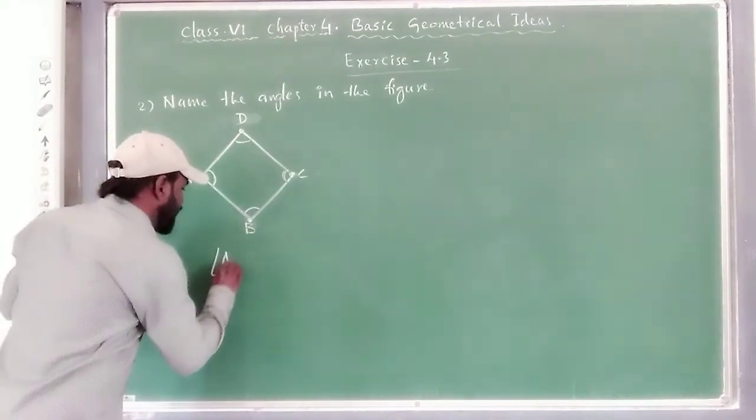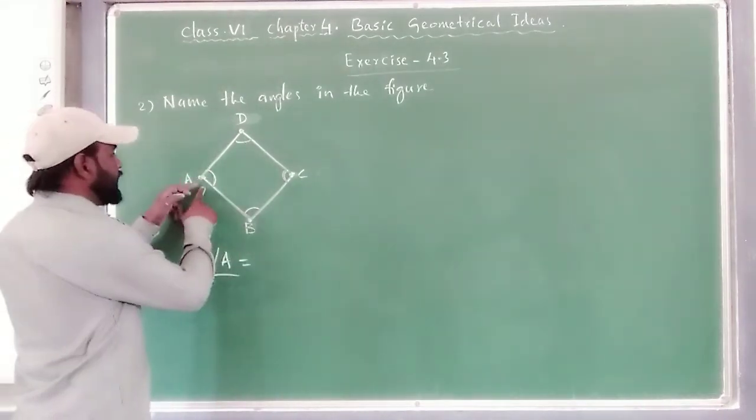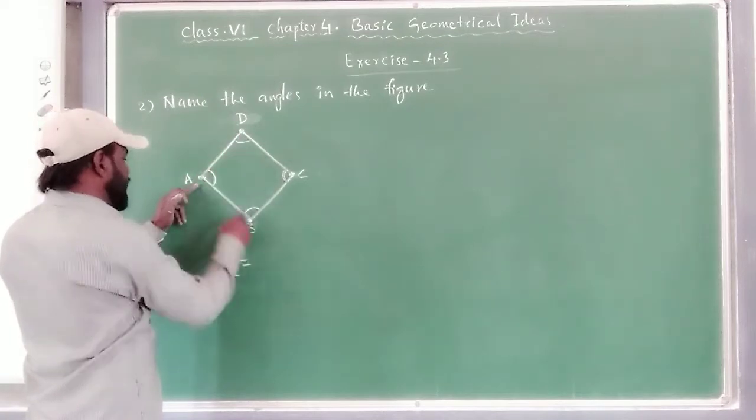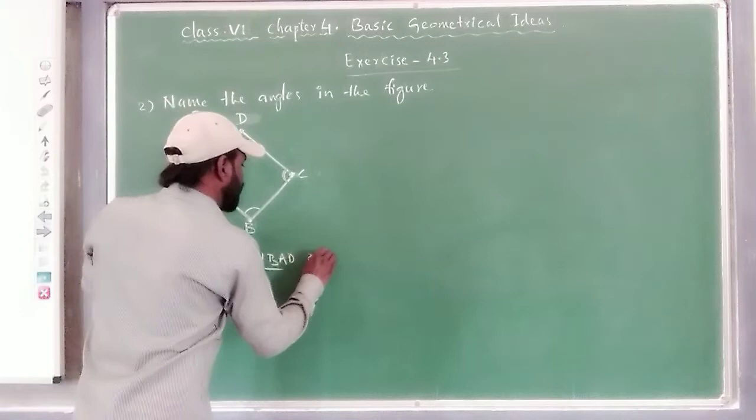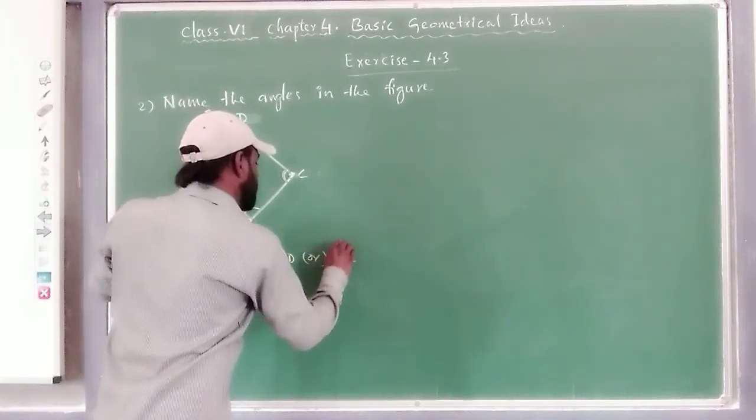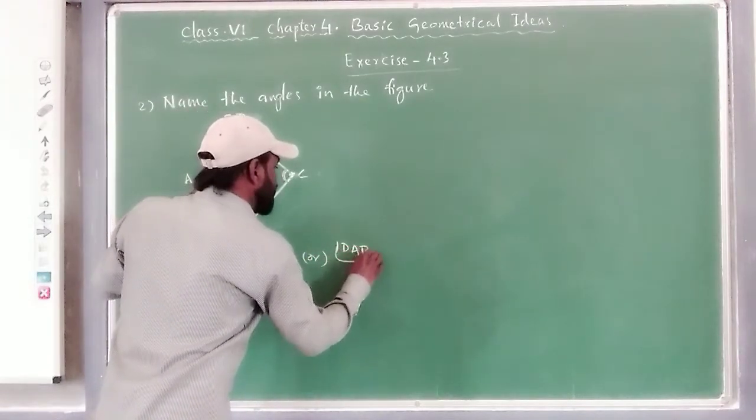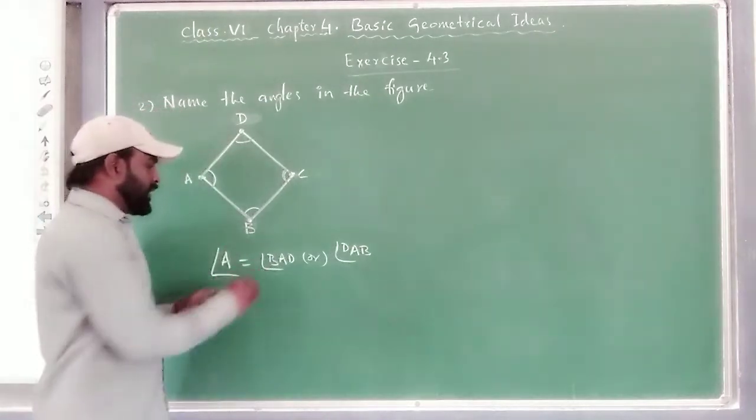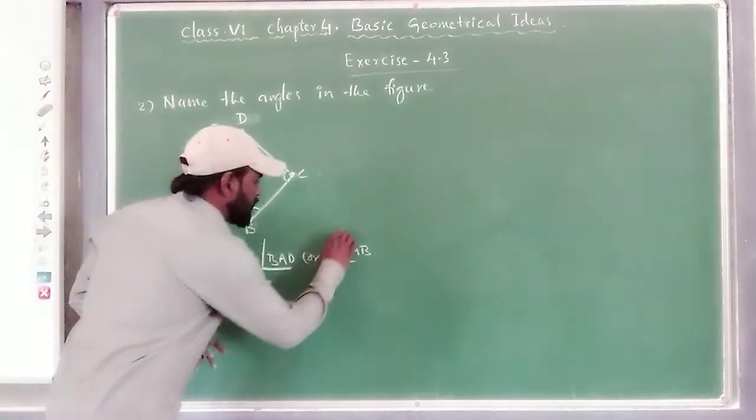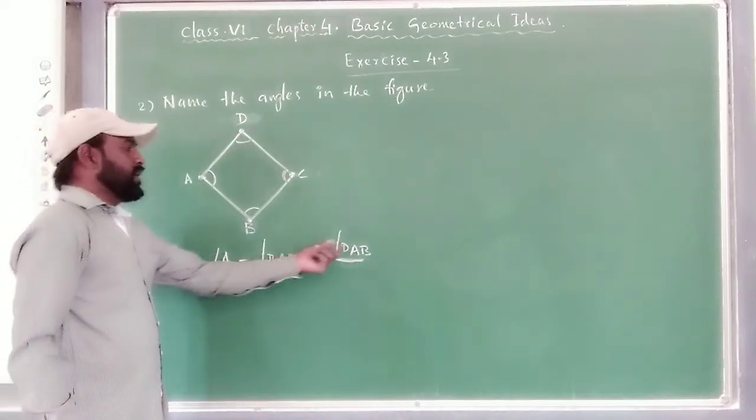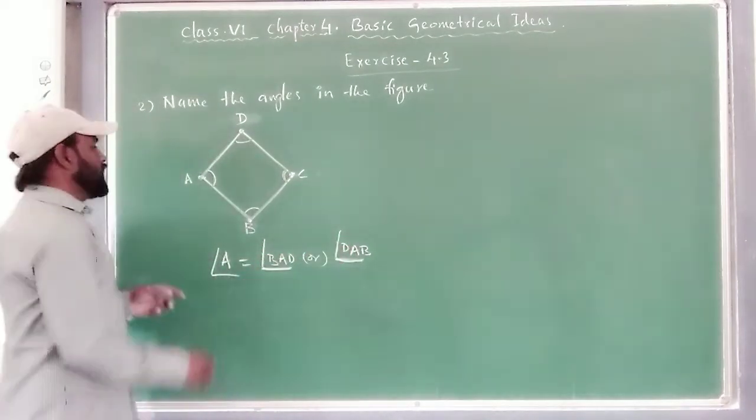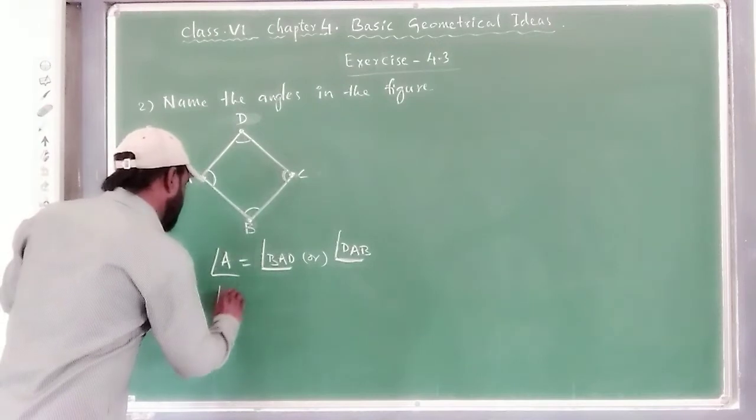So angle A, you can denote this angle A as BAD or DAB. You can write it as angle BAD or you can name it as DAB. The letter which we are writing in the middle, in that place the angle is formed by the two arms BA and AD, or BA or DA. Okay.